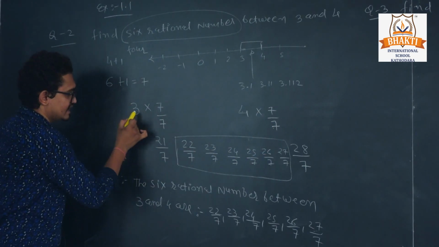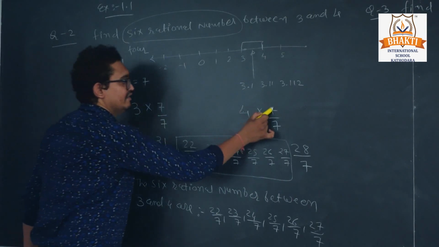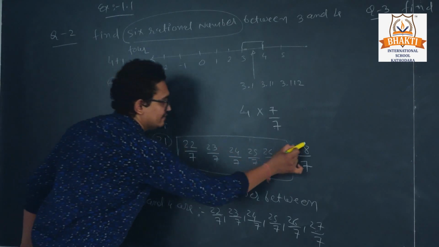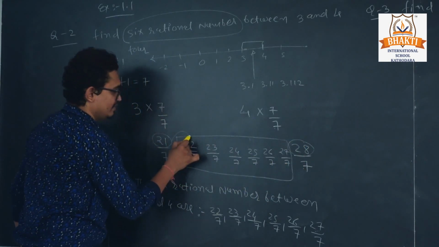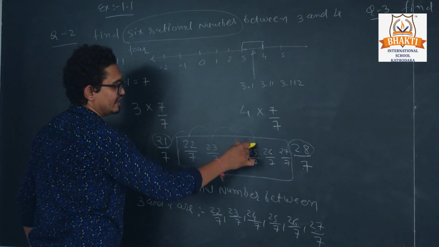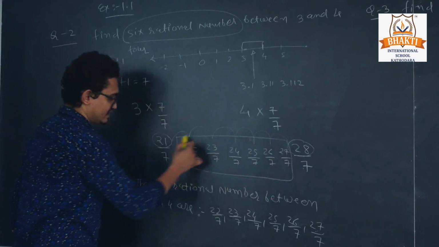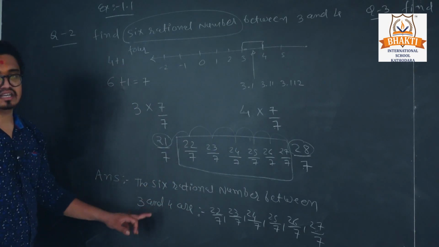So 7 3s will be 21 and 7 4s will be 28. Between 21 and 28 how many numbers do we have? 22, 23, 24, 25, 26 and 27. So these are the 6 rational numbers between 3 and 4.